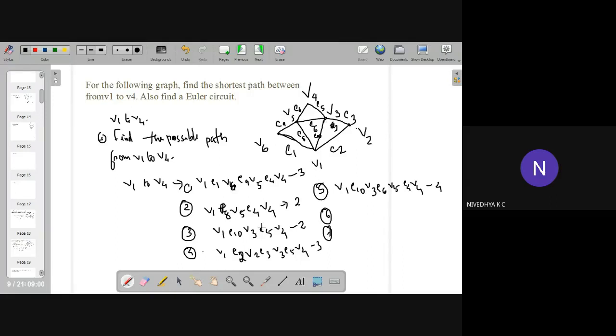Okay, then 2, and which one is the shortest path from V1 to V4? The second and third, 2 and 3.